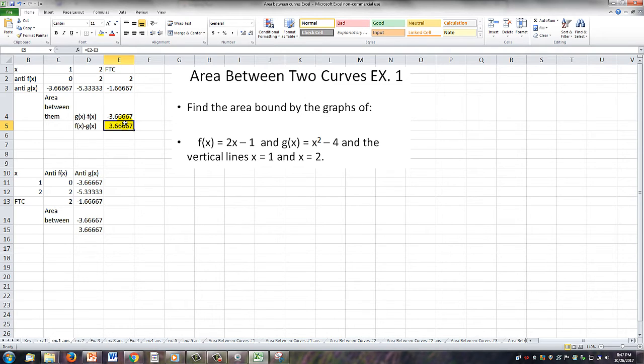And at this point, let me make a note to tell you that WebAssign may want exact answers. So if you got 3.66667 and type that in WebAssign, it may count it wrong. If it does, it's because they want you to do it by hand and get a perfect 11 over 3, which is an exact answer.